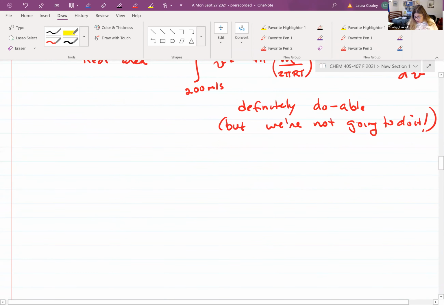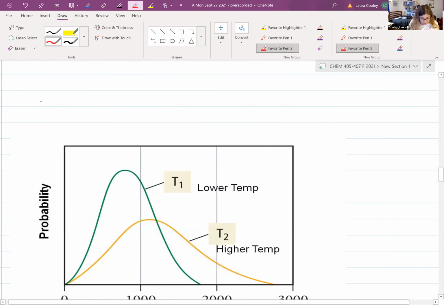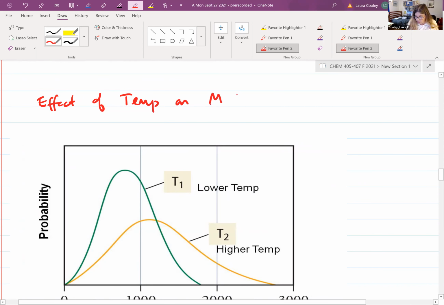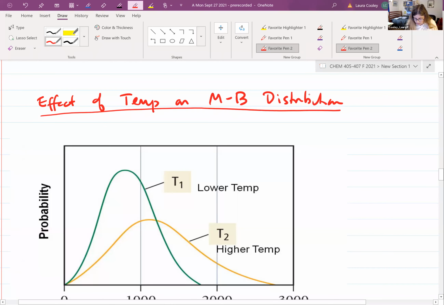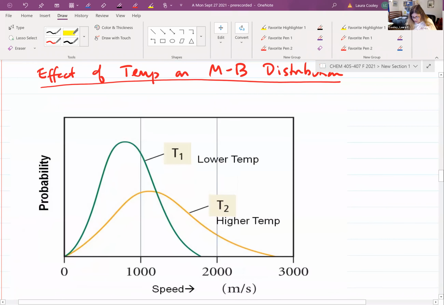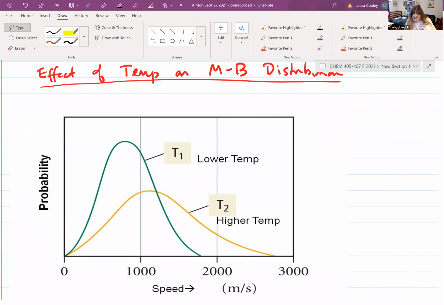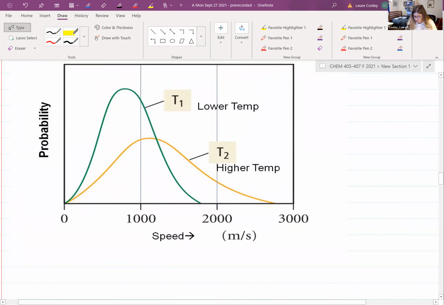So the next thing I'd like to look at is the effect of temperature on that Maxwell Boltzmann distribution. And again, the curves that I managed to pick off the internet, it almost looks like that green curve is a bell curve, but it's slightly skewed. So you're just going to have to take my word for it. But this is what I want to point out here. This shows the Maxwell Boltzmann distribution at 2 temperatures. The green one is the lower temperature, and T2 is a higher temperature.